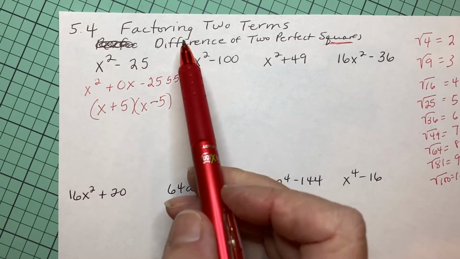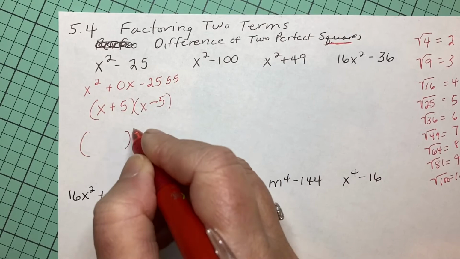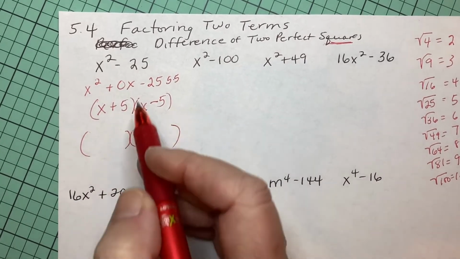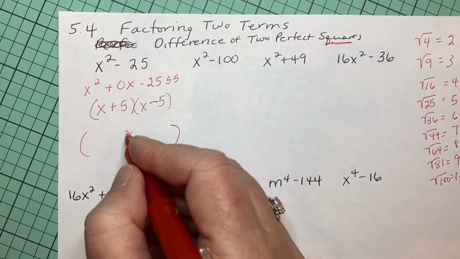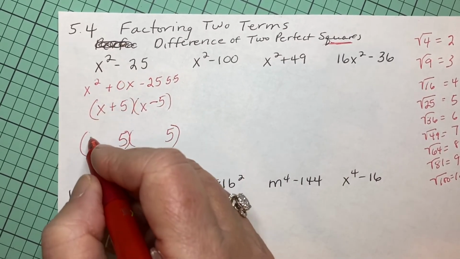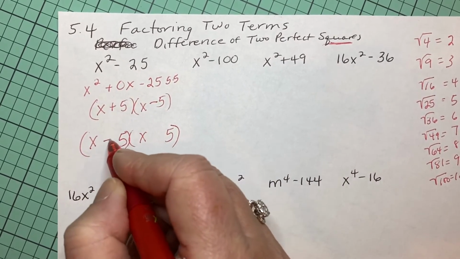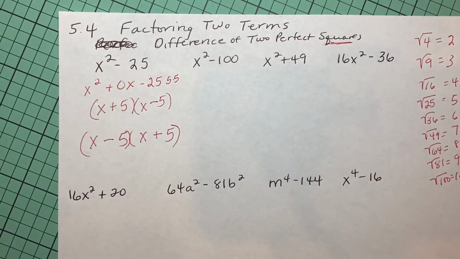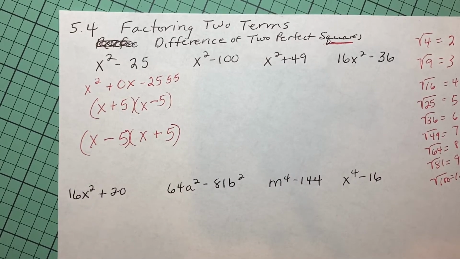But the easiest way for a difference of 2 perfect squares is just know that you split up your 2 parentheses. You take the square root of 25, which is 5 and 5. You take the square root of x squared, which is x and x. And then you make one of them negative, one of them positive. It doesn't matter which one's which. You can do plus 5 minus 5, or you can do minus 5 plus 5. The order doesn't matter. It's just that you take the square root of everything and then make one negative and one positive.